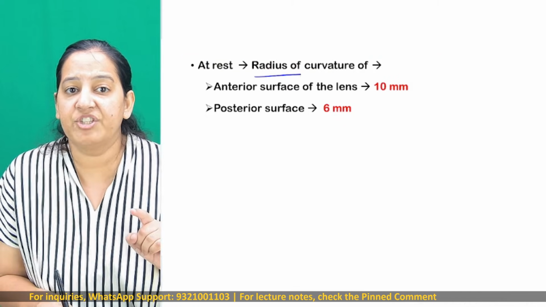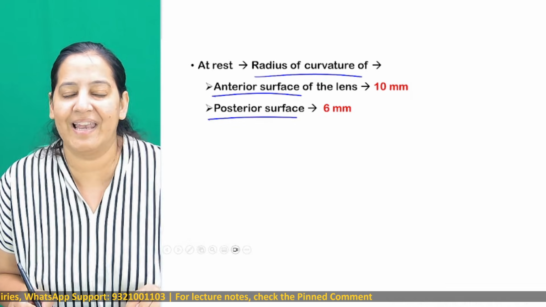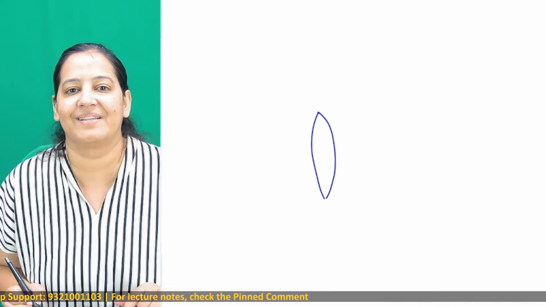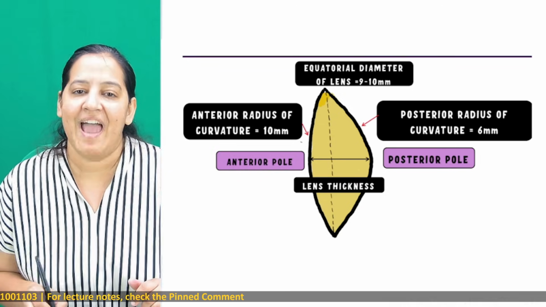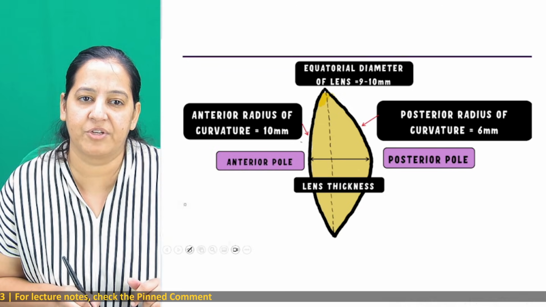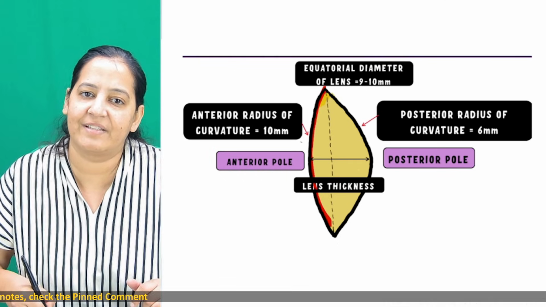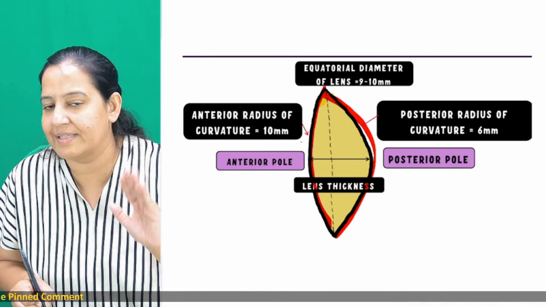The radius of curvature of the anterior surface is different from the posterior surface. See, the lens is not exactly biconvex. We imagine the human lens as exactly biconvex, but it's not like that. Appreciate the anterior surface and the posterior surface. The anterior surface is relatively flat. That is the normal lens, and this is the posterior surface.